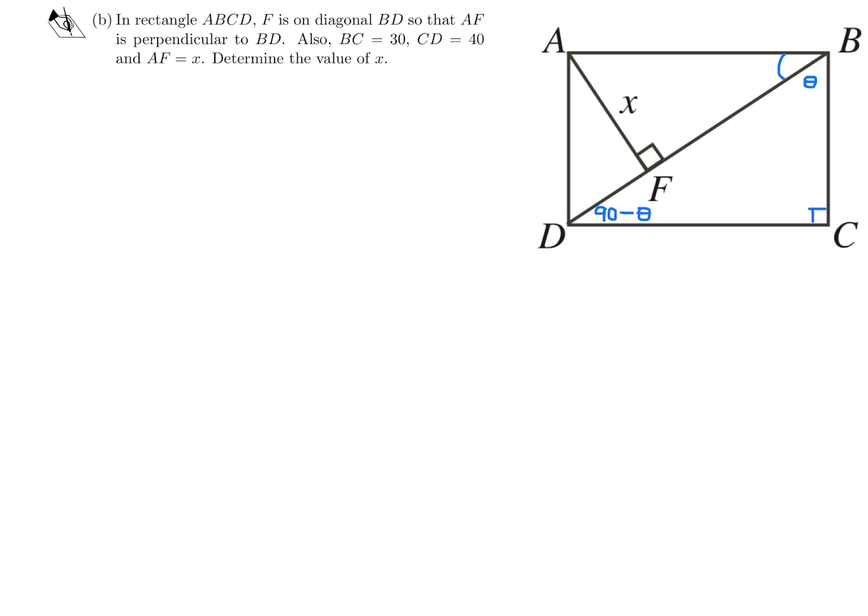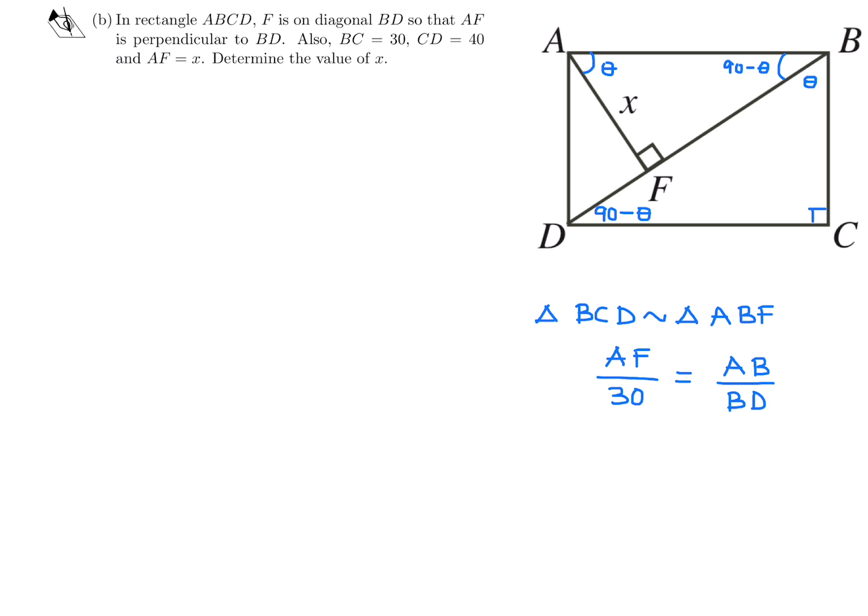Similarly, this angle in here will be 90 minus theta, and therefore this angle will be theta. So as you can clearly see, there's a similar triangle situation here. That triangle BCD is similar to triangle ABF because they have the same angles. So that means the ratio of the sides will be the same. So that means AF over 30 will be equivalent to AB over BD.